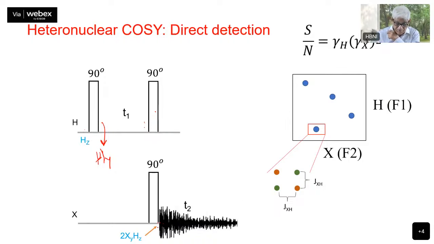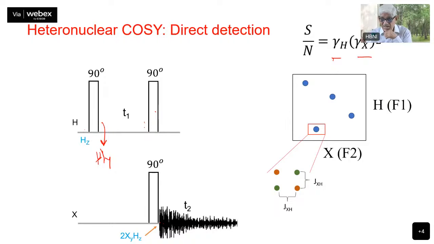Chemical shift of the X nucleus. So I detect in T2. What do I detect? I detect the X nucleus. Therefore, during the T2 period, I will have the X chemical shift. So along the F2 dimension, I have X, and in the F1 dimension, I have proton. The signal to noise gain is gamma H into gamma X to the power 3/2, because this is the excitation and this is the detection. It is proportional to gamma of the detected nucleus to the power 3/2, and proportional to the gamma of the excited nucleus. Therefore, this is the signal to noise ratio.